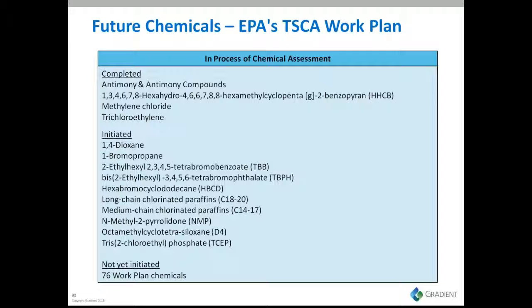So I think although this may be sort of a step forward in moving things a little faster through the TSCA process, we're still not seeing a lot of rapid movement. And if people are interested in knowing what those specific 76 work plan chemicals are, feel free to email me and I can point you to a web link that provides that information.